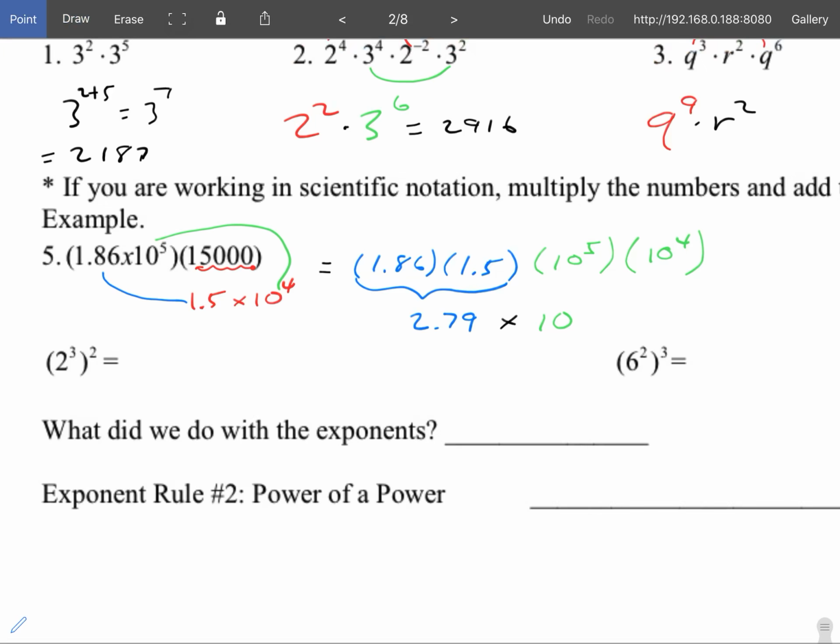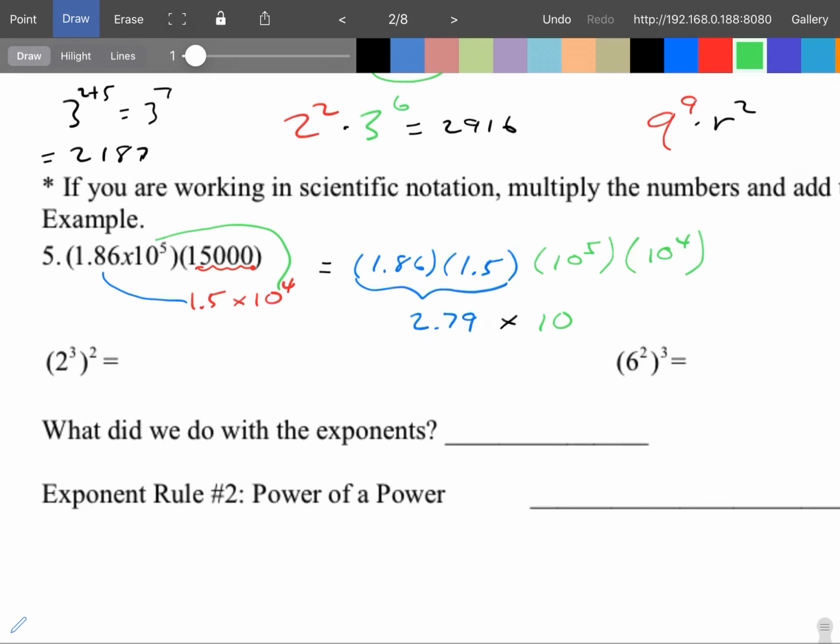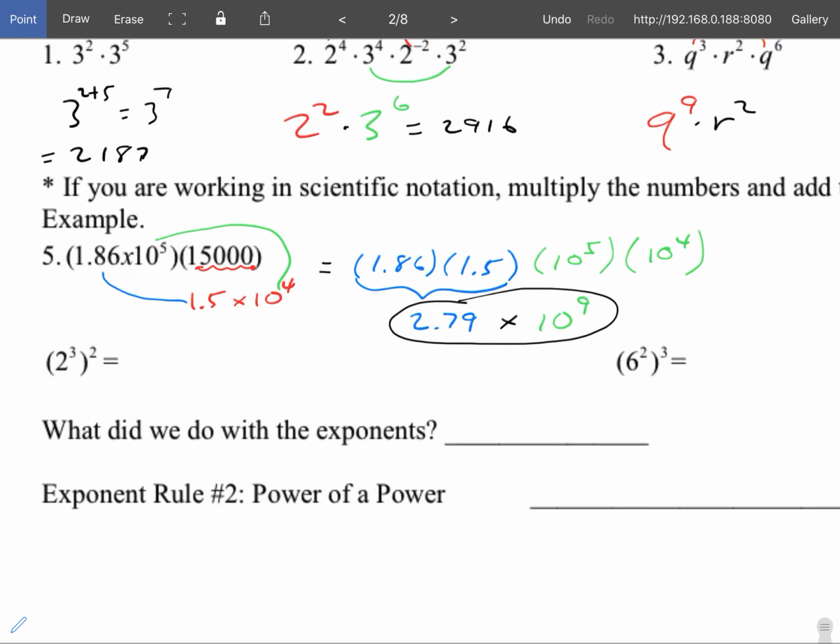10 to the, well, now when we multiply the 10s there, we have like bases, right? So they both have a base 10. So it's going to be a base 10, and all we have to do is use the rule from above. We just add these powers. So 5 plus 4, that would give us the 9th power. And then that's going to be our answer for that one. And then notice that number is in scientific notation because I only have one digit to the left of the decimal point.